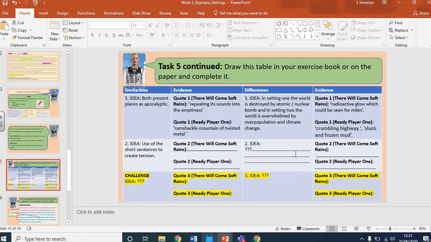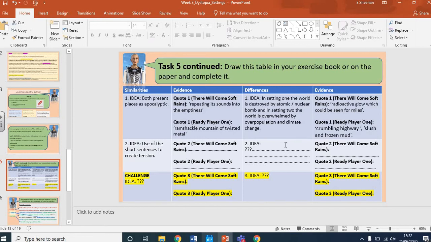And then are there any that you can find that are similar in the first extract? So what short sentences are used there to build tension? And then are there any other ideas that are different?